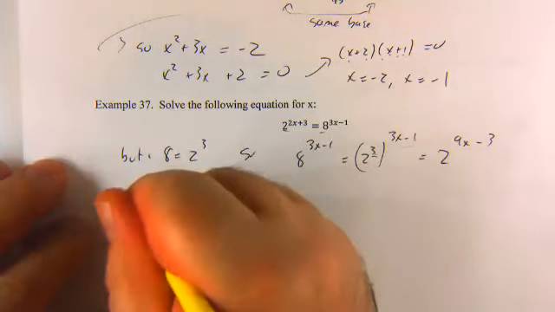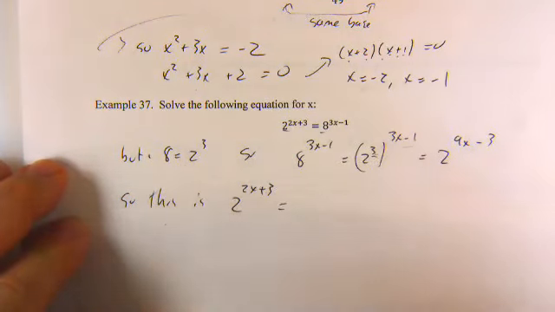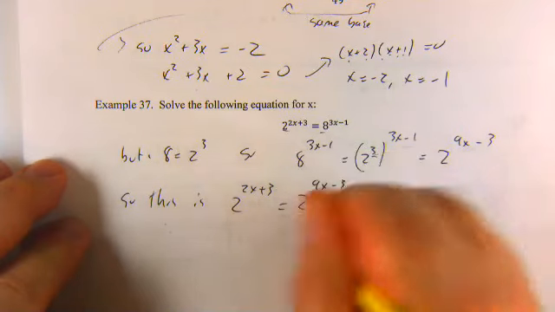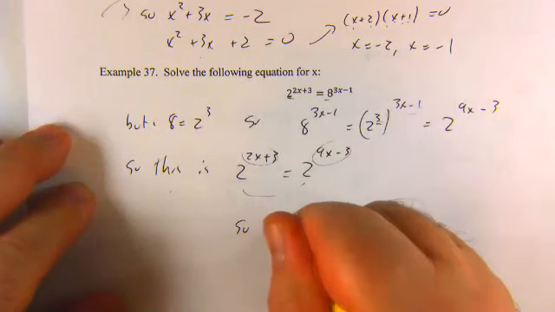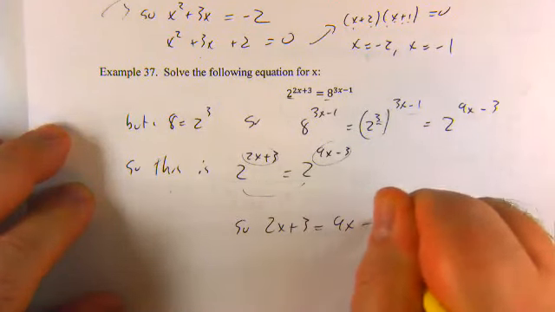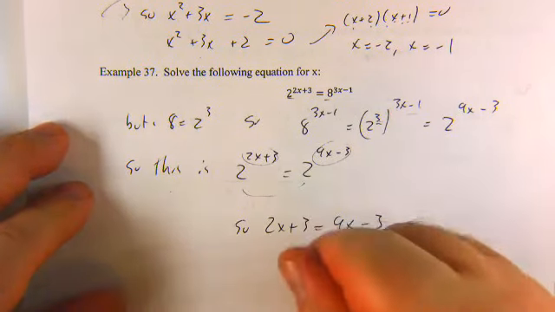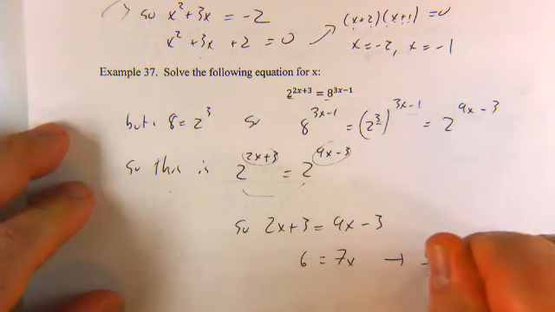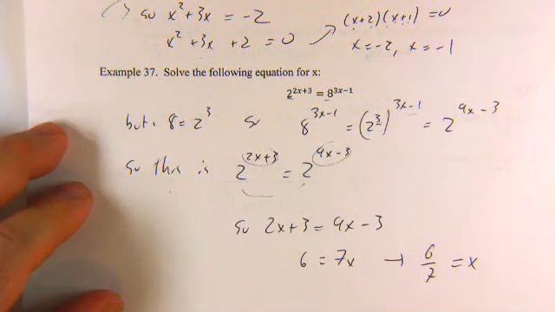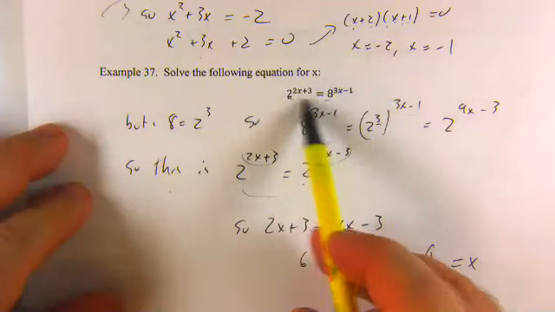So this is 2 to the 2x plus 3 equals 2 to the 9x minus 3, same base. So that means the two powers have to be the same. Right? And that's not too hard to do. Add a 3 to both sides, subtract a 2x from both sides. X is 6 over 7. So sometimes, right, if the equations are nice, you can solve them without actually doing any logarithms.